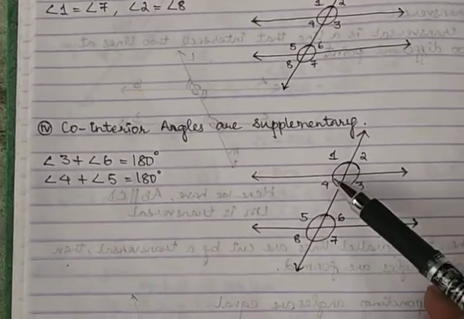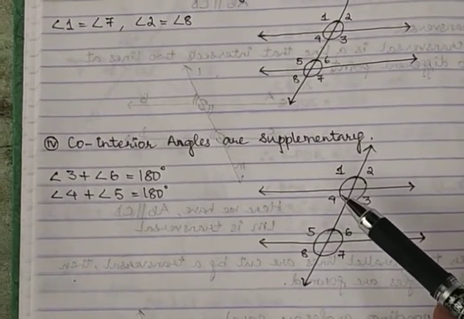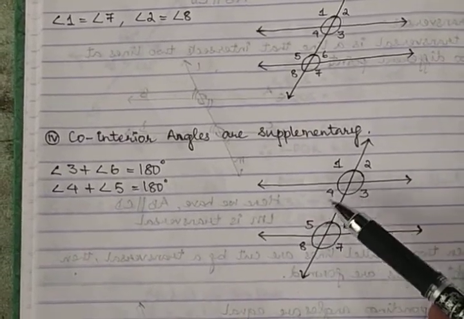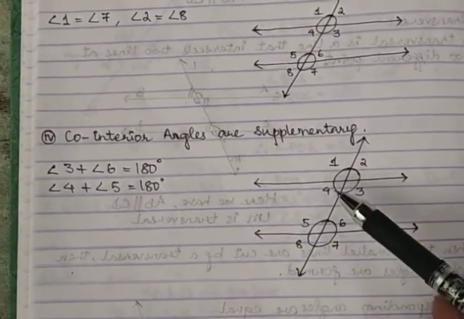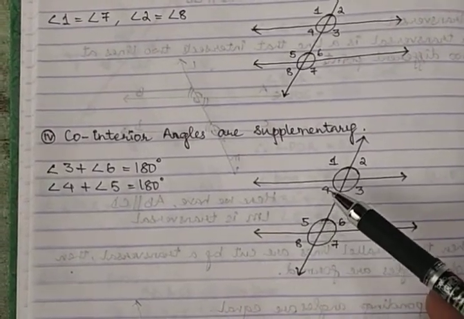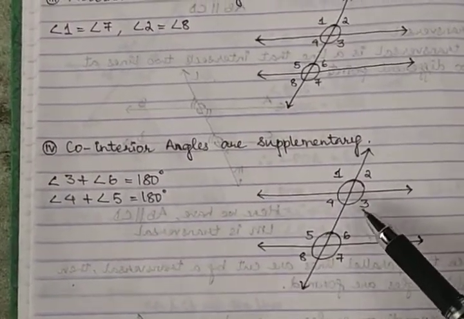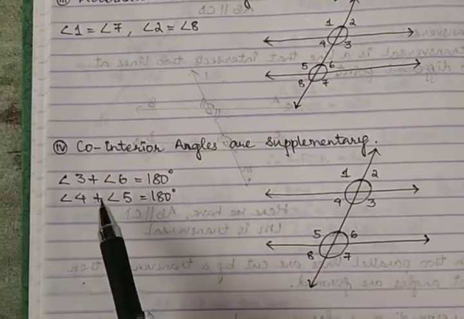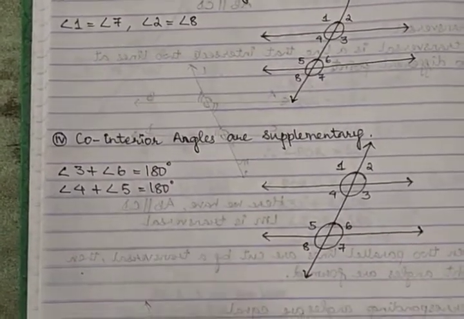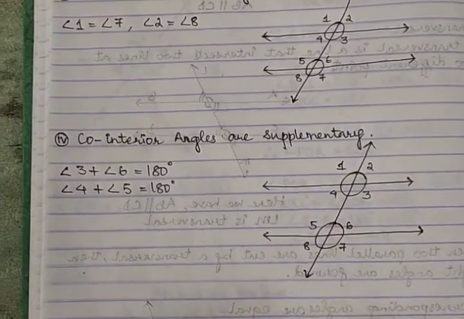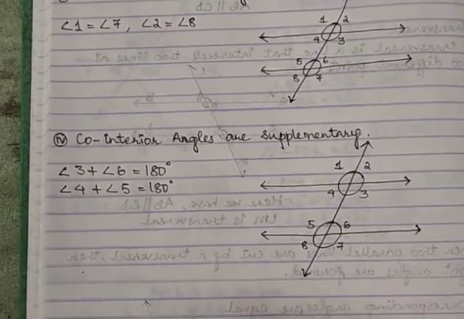So co-interior angle means angles on the same side, and they have to be interior. So 4 and 5, interior, that means within those two parallel lines. So when you add angle 4 and 5, you will get 180 degrees. Similarly, when you add angle 3 and angle 6, you will get 180 degrees. That is why I have written 3 plus 6 equals 180 degrees and 4 plus 5 equals 180 degrees. Please note it down as well, the definitions and this one. This is a very important one.